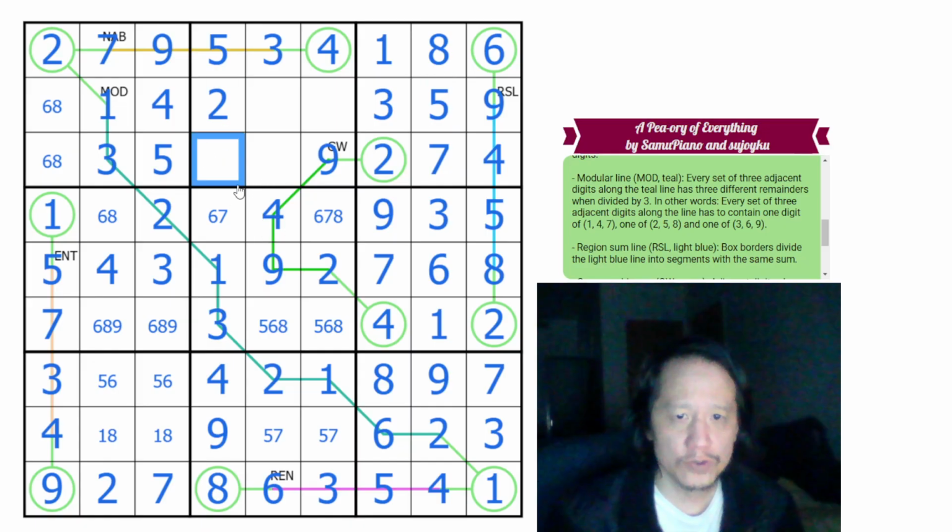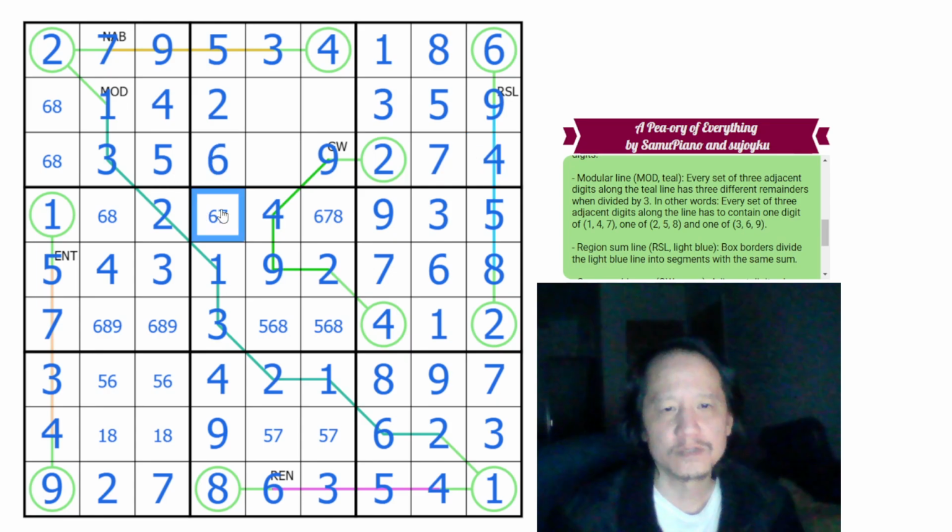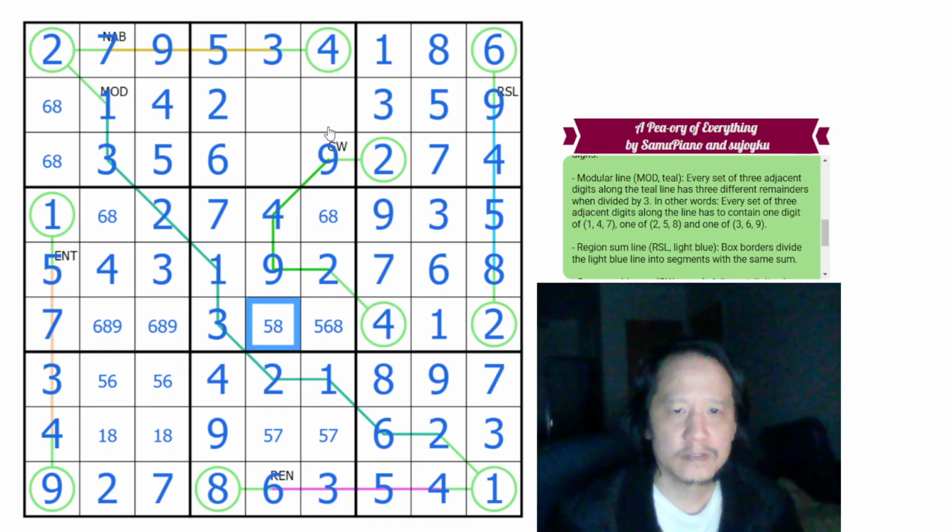So this is 2. This can't be 7. So it now has to be 6 or 7. So therefore it's 6, which makes this a 7. No 7 here. This can't be 6. This can't be 6. So therefore this is 8, which makes this a 6. This is only 1 left. And this has to be 7 and 8.